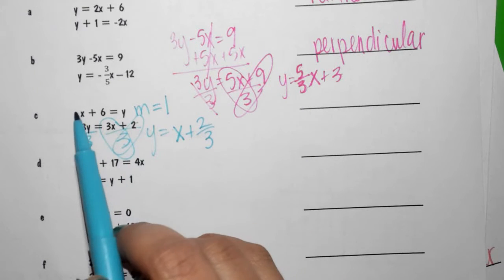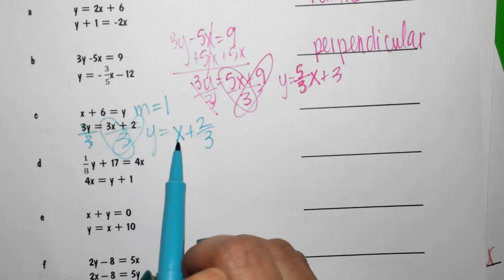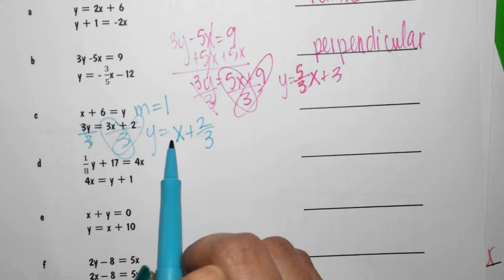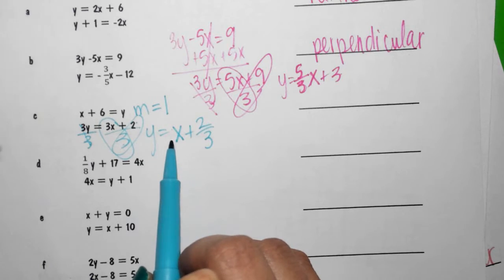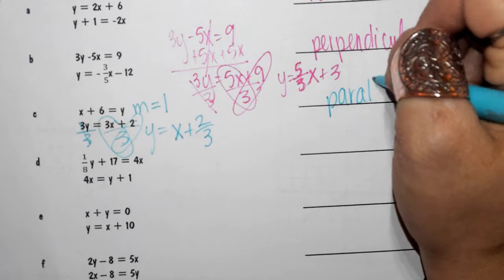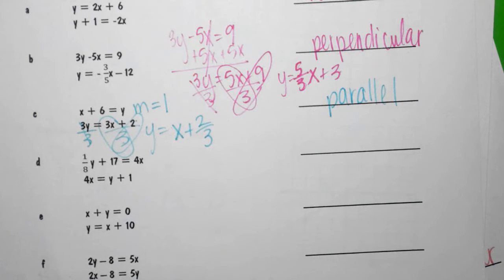Now, my slope of my first one was 1. What's the slope of my second one? 2/3. That's my y-intercept, guys. What's my slope? 1. Are those the same? Yes. So what has the same slope? Parallel. All right.